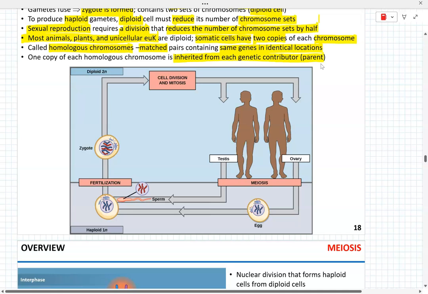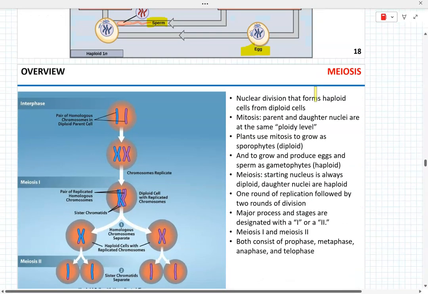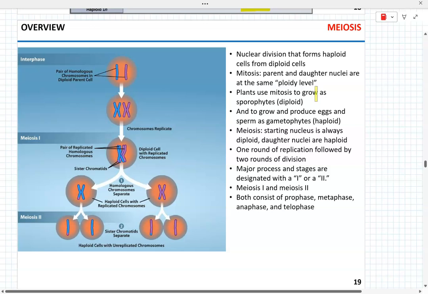Here you can see that an egg or a sperm contains a single set of chromosomes, and when they fuse, the resulting zygote contains 2 sets of chromosomes. Then adult organisms are formed by cell division and mitosis, but gametes are formed via meiosis, which occurs in testes in males and ovaries in females. So meiosis is a division of a nucleus in which haploid cells are formed from diploid cells.